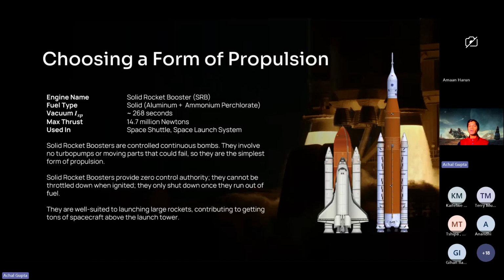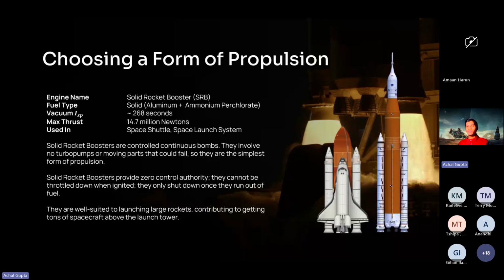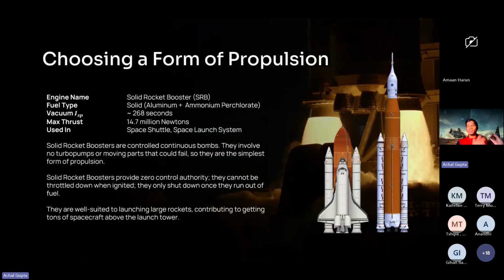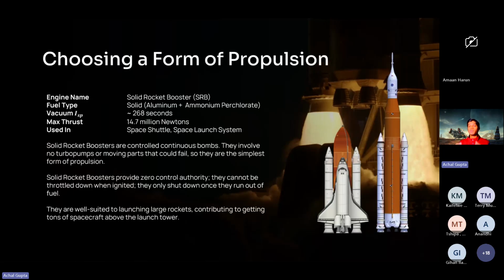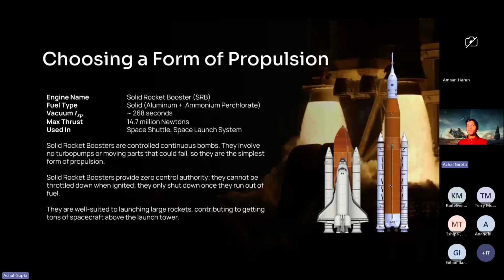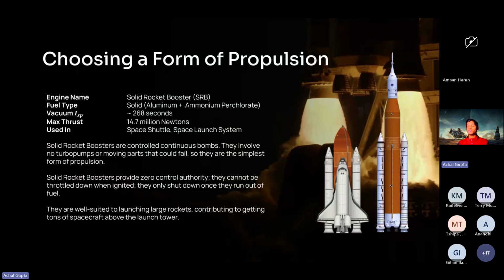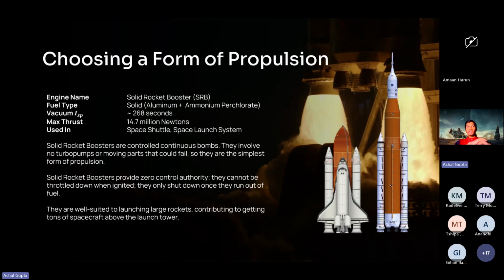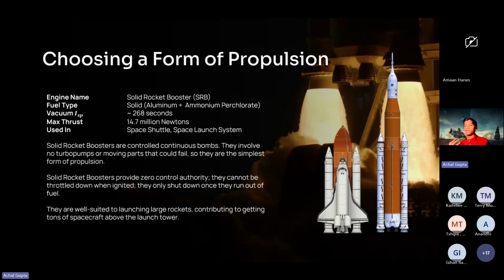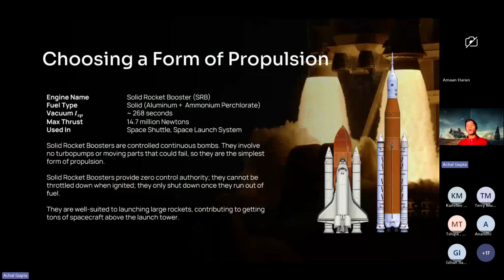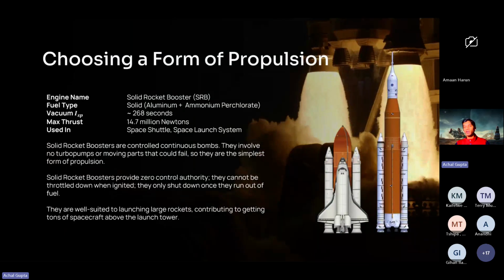So other engines I'll show you run on liquid fuel or some form of liquid fuel, but the solid rocket booster is basically a controlled bomb that runs on solid fuel. Its vacuum ISP is 268 seconds, and it produces an insane amount of thrust, which is 14.7 million newtons of thrust. The only problem with solid rocket boosters is you can't control their thrust. So once you turn it on, it fires and it runs all the way until it runs out. So model rockets you would have seen also run on solid rocket fuel, and they provide 0 control authority. So they're really well suited to getting your rocket off the launch pad, but if you're in space and you want to maneuver around, they're not a great choice.